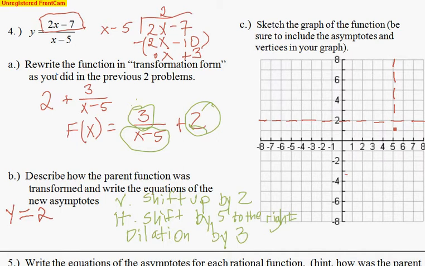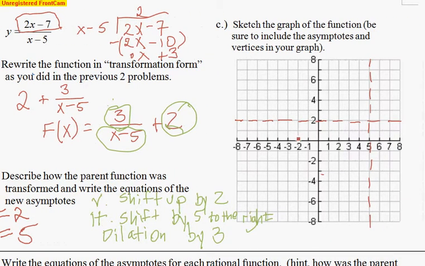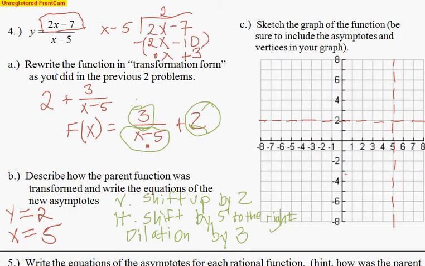So I always do this. I always sketch in my asymptotes, because basically it's going to give me a new set of axes that I can put my function on. And so what is that? The equation of that line is x equals 5. That's the line x equals 5 right there. All right? So I've written the equations of the new asymptotes. I've given the description of what's happening. The last thing we need to do is graph the function.